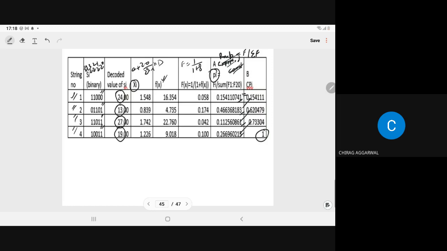Now we have to use the 3-digit random number. So the first one is 0.54, right? Second one you can say is 0.620. Then the third one will be 0.733, and then 1. It means the ranges will become 000 to 153, 154 to 619, 620 to 732, and 733 to 999. That will come.